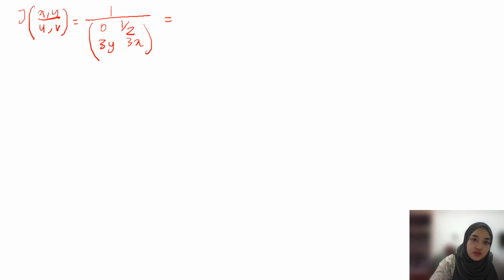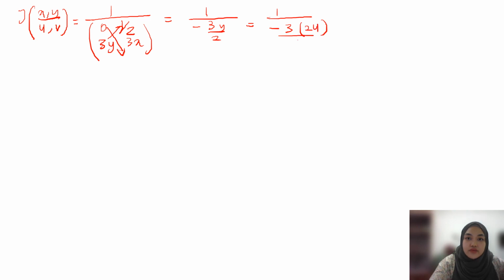Okay, and next one you have to find the determinant by cross multiply, so you will get 1 over negative 3 over 2y. Okay, 3 over 2y or 3y over 2. So this one we can rewrite as y equals 1 over negative 3, y equals 2u over 2. So this one you can simplify, you will get negative 1 over 3u.